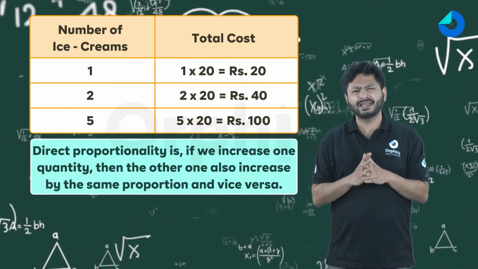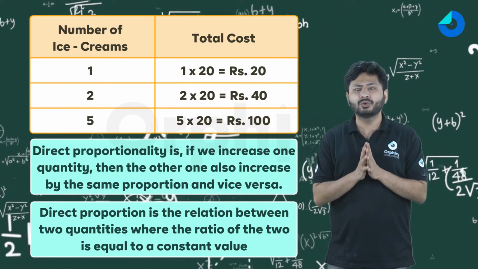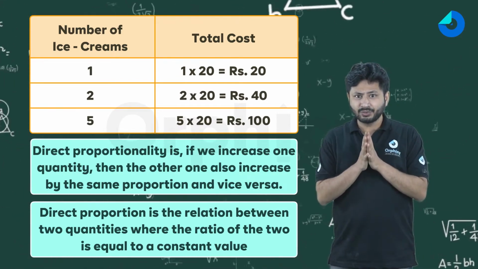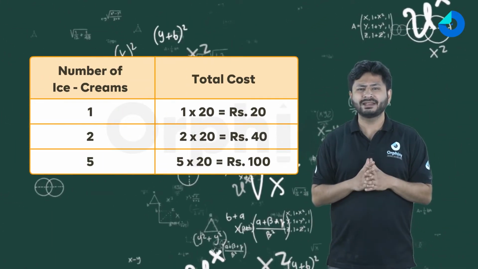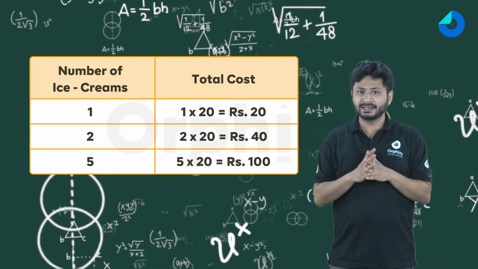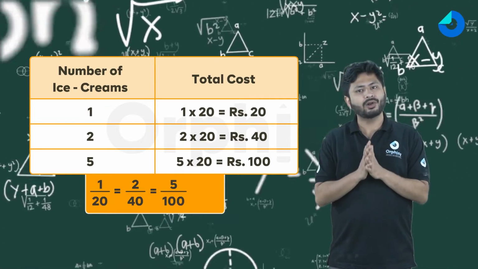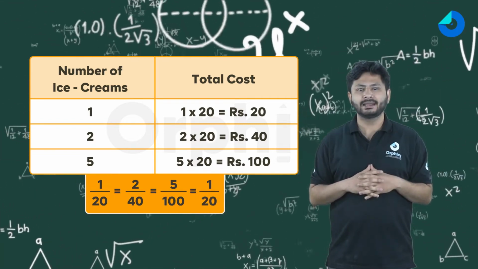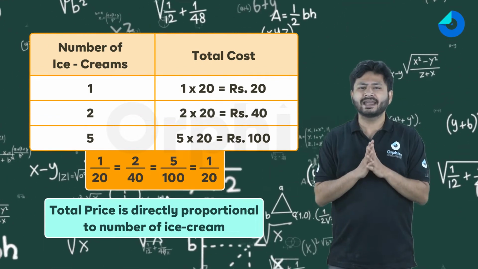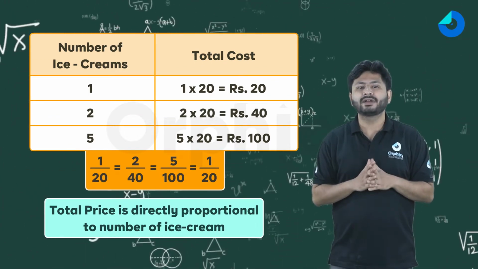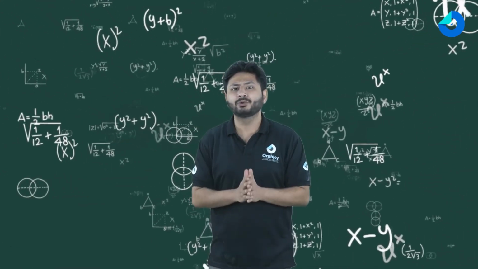Now, if I want to define it in other terms, it can also be explained as the relationship between two quantities where the ratio of the two is equal to a constant value. So, ratio of number of ice creams to the total price in this is 1 by 20, 2 by 40 and 5 by 100. All of them equal to 1 by 20. So, finally, we can say that total price of the ice creams is directly proportional to the number of ice creams that I bought. Now, let's take another example to understand direct proportionality.